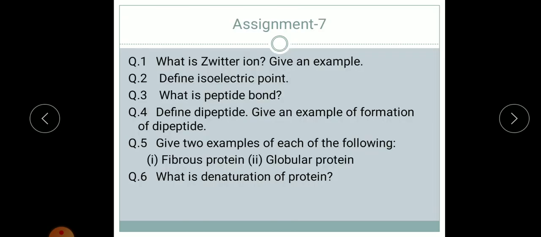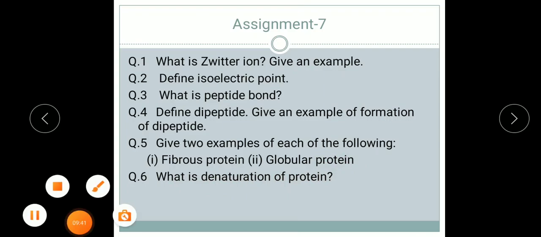Today's assignment number 7. Question number 1, what is a zwitterion? Give an example. Question number 2, define isoelectric point. Question number 3, what is a peptide bond? Question number 4, define dipeptide. Give one example of formation of dipeptide. Question number 5, give 2 examples of each of the following: fibrous protein and globular protein. And number 6, what is denaturation of protein? Complete this assignment and send it to my mail.